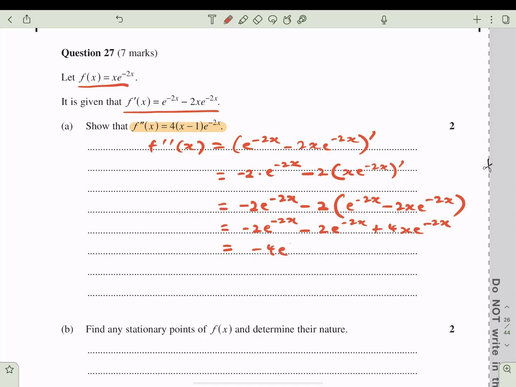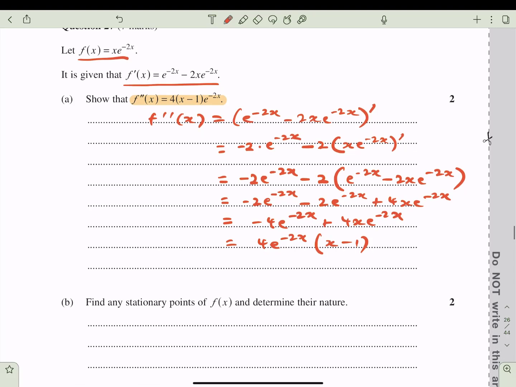And that's equal to negative 4e^(-2x) plus 4x e^(-2x). And once again, 4 times e^(-2x), (x minus 1). And that's my answer. Okay. Part B. Find any stationary points of f(x) and determine their nature.